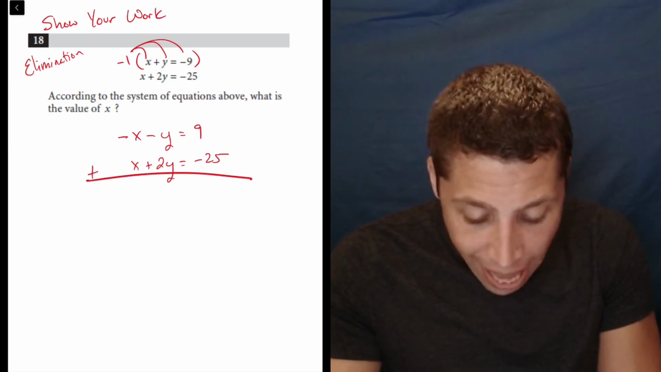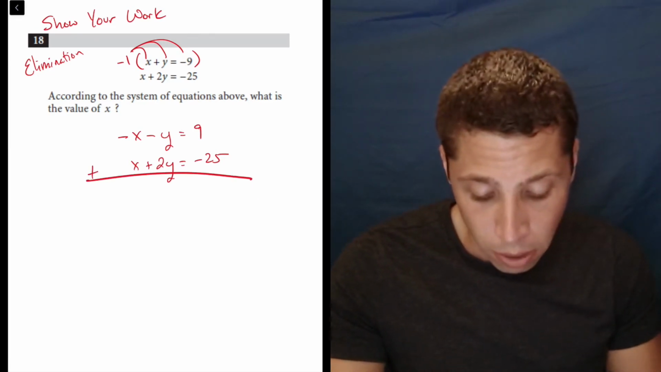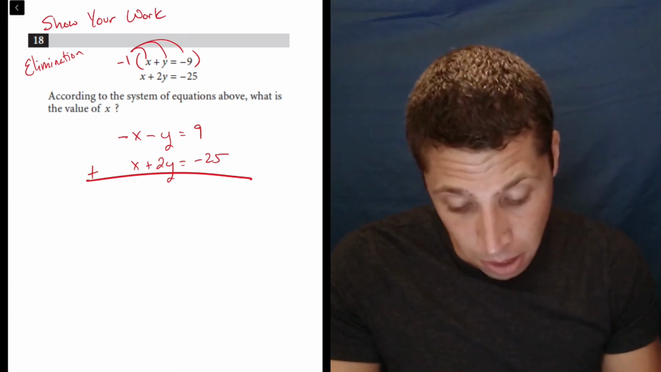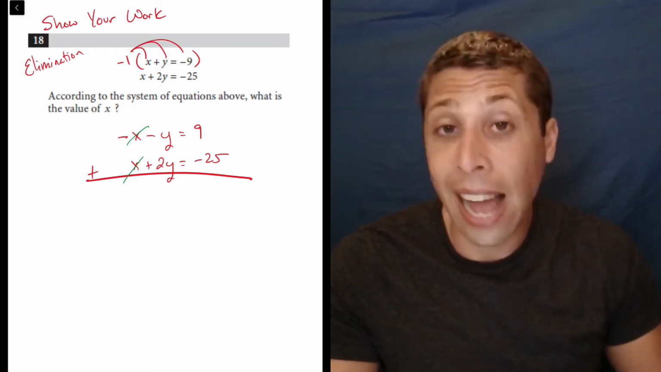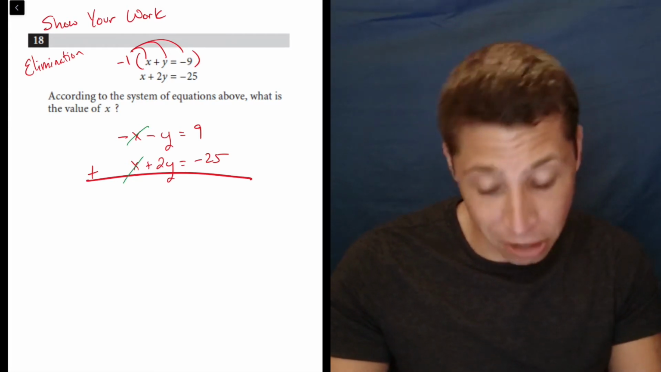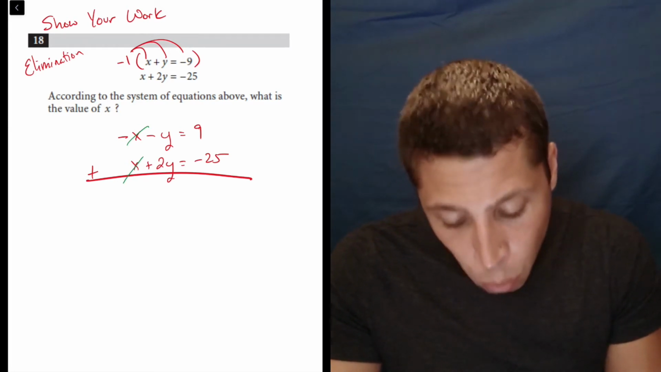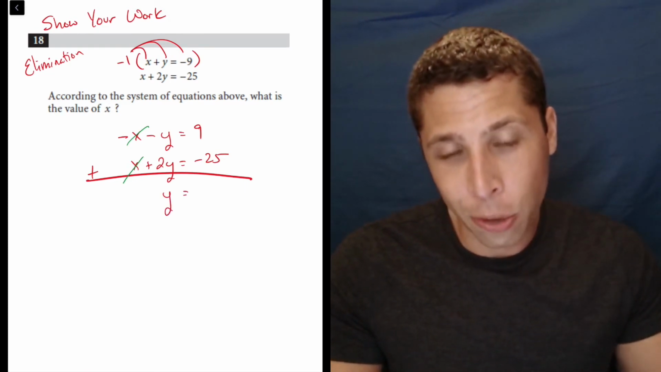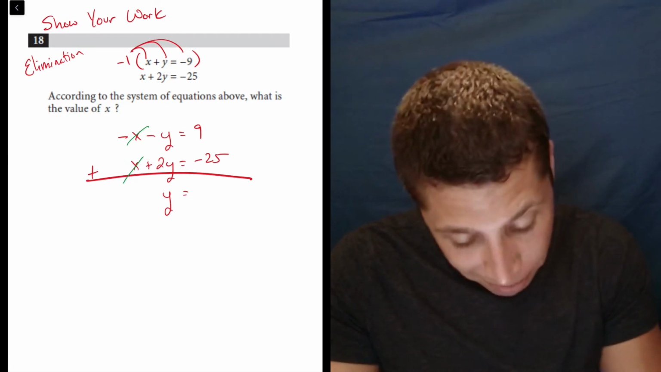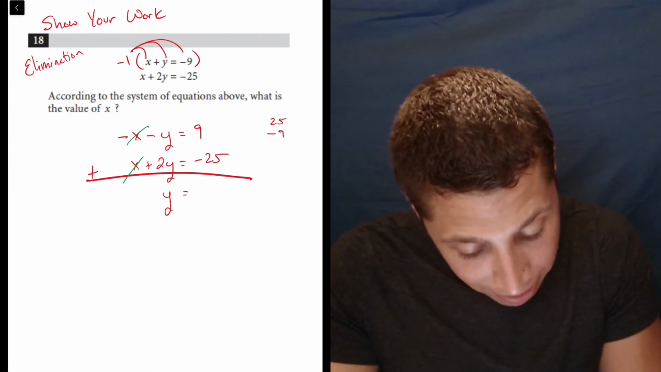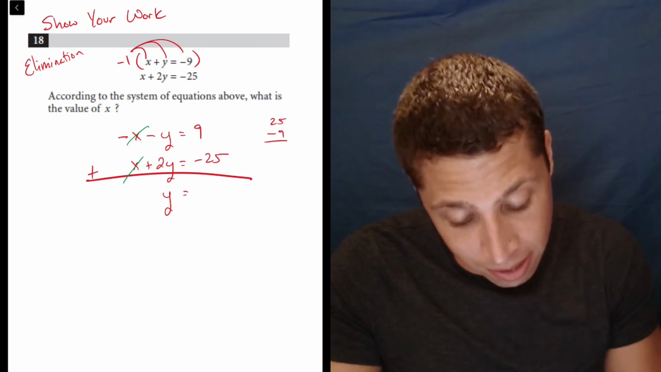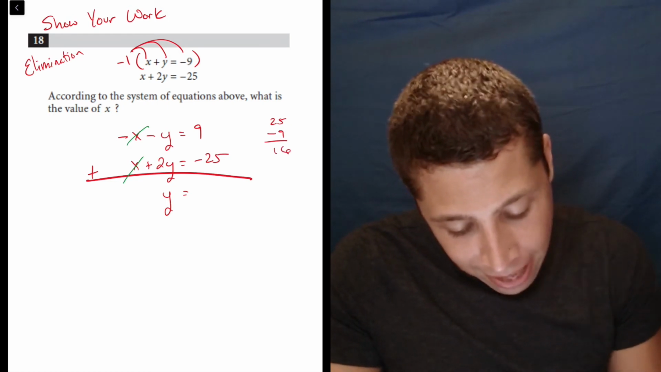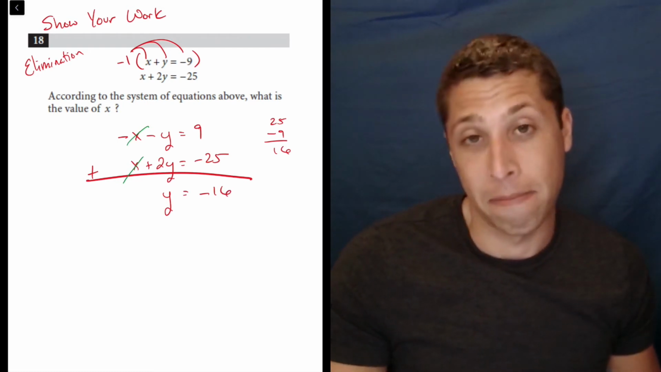Because now I can add these two equations together. And when I do, -x plus x is 0. So the x's cancel out. They get eliminated. That's why it's called the elimination method. 2y minus y is y. And 9 minus 25, here's how I do that in my head. I do 25 minus 9, which is 16. And then I have to flip it back, so it's -16.